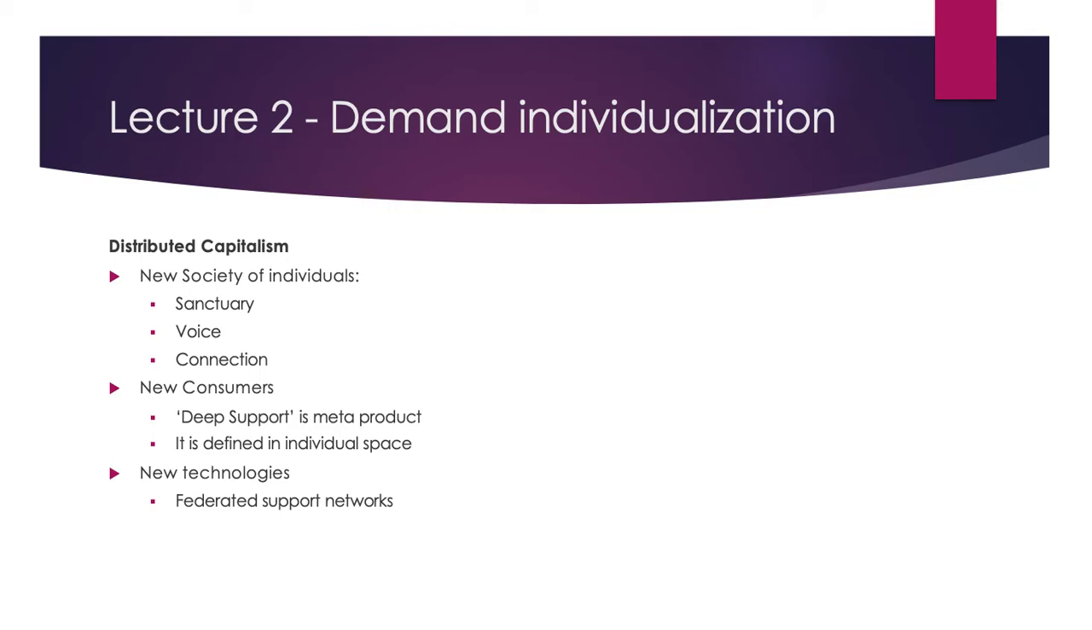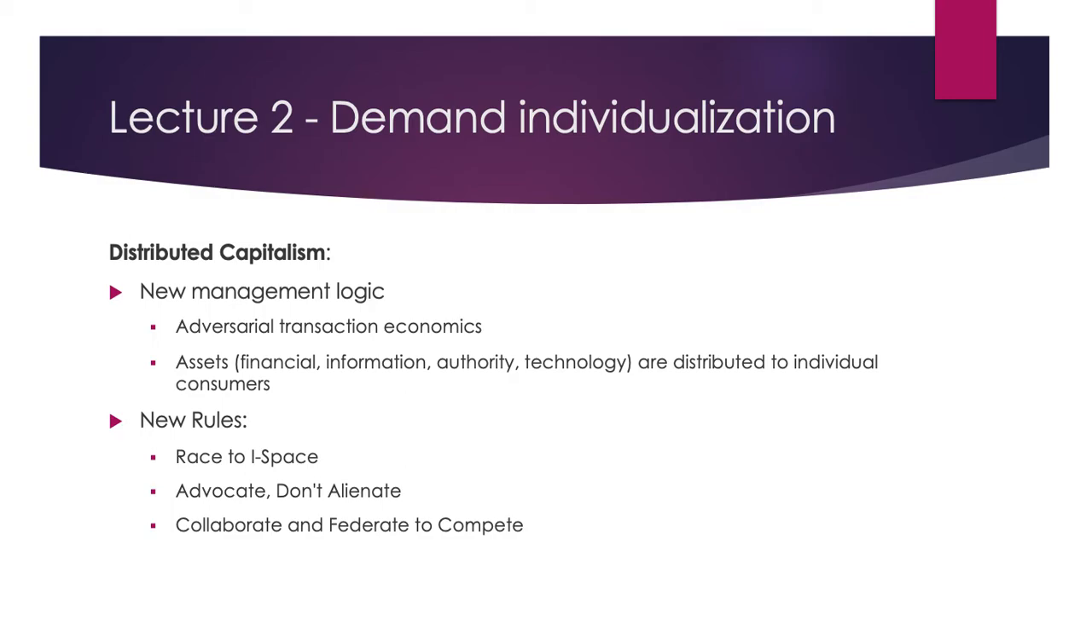Some of the rules in new management, for example: advocate-based relationship economy instead of a transaction economy. That's what we mentioned earlier. Asset: we have financial information and authority of technology distributed to individual consumerism. Another rule: a product and solution for the individual rather than a solution for the organization.